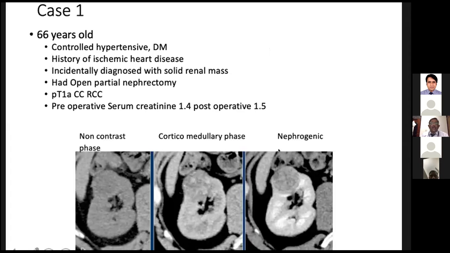This is a preoperative scan, and you can see in the non-contrast scan there is a suspicion of a lesion on the upper pole laterally. Then this is the corticomedullary phase where you can see an uptake, whereas in the nephrogenic phase you can see the contrast uptake by this tumor. It was removed with a clear margin. I didn't do any frozen section because it came out nice and clean.